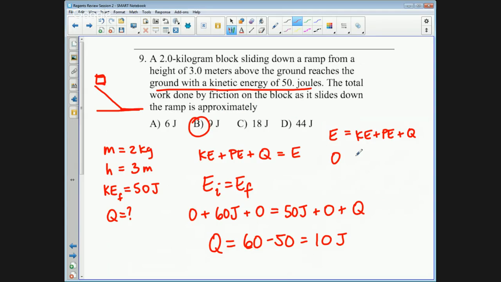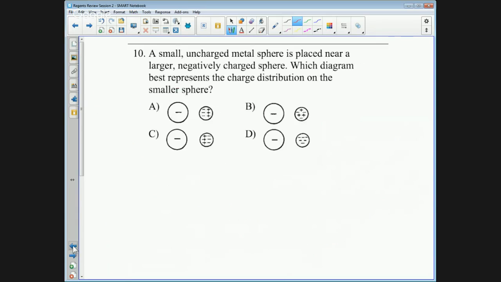Okay, so let's move on to the next one. Number 10. A small uncharged metal sphere is placed near a larger negatively charged sphere. Which diagram best represents the charge distribution on the smaller sphere? Okay, so we can eliminate two choices automatically. B and D can be eliminated. The reason why is because it says it's a small uncharged metal sphere. D is all negative. This is not uncharged.